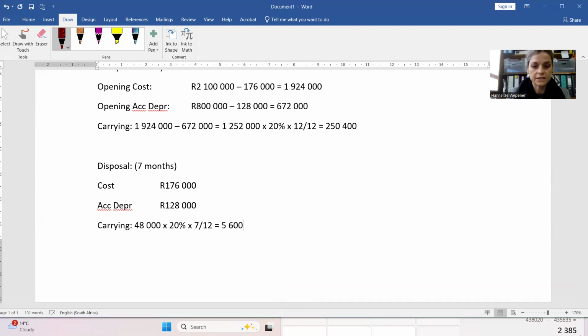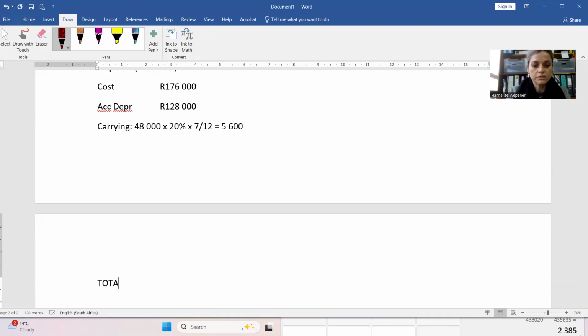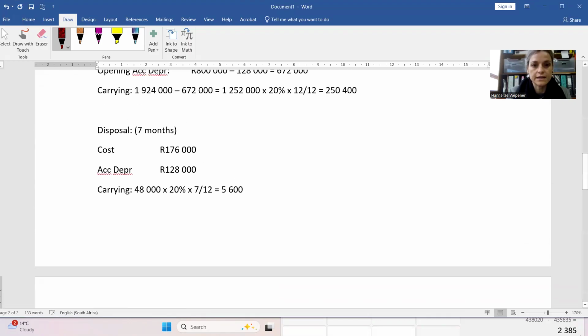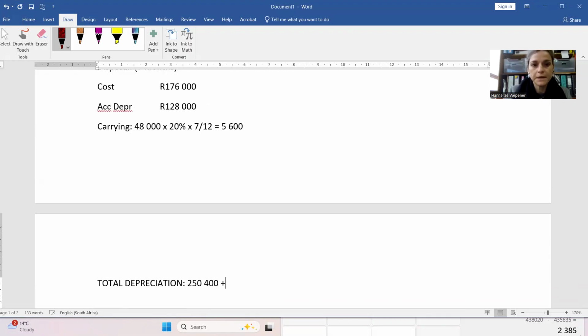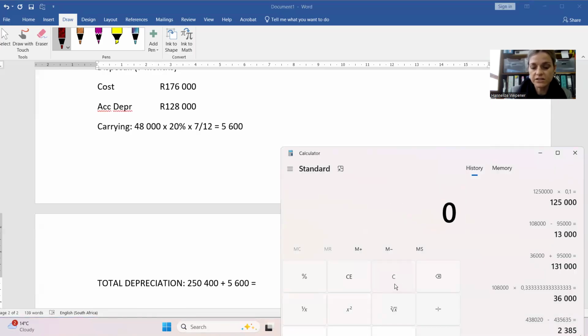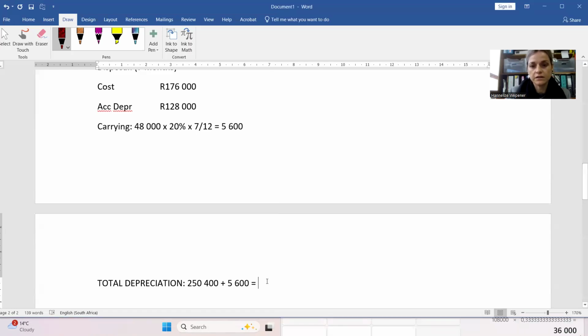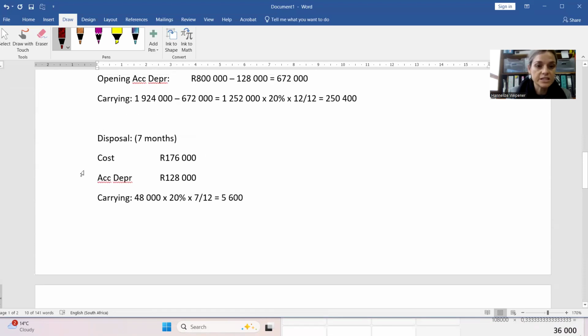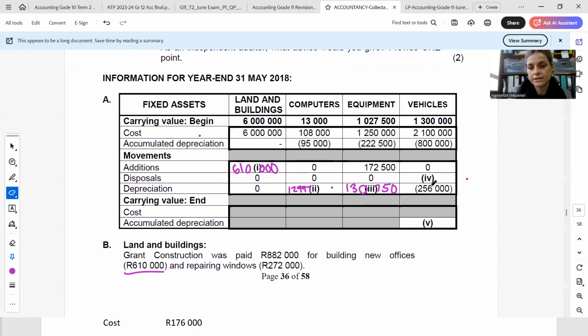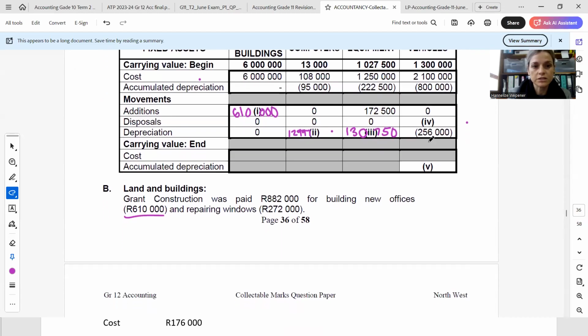So 5,600. So in other words, your total depreciation on your vehicles is the old ones plus the one that you disposed of because you used it for a few months in your current financial year. So it's the old ones that we had for the full year and then the one that we disposed of. So that is your total depreciation expense for the year. But then the disposal that you have to remove from your books. So see, like I said, they already did that one. Just wanted to show you how they got to that answer.